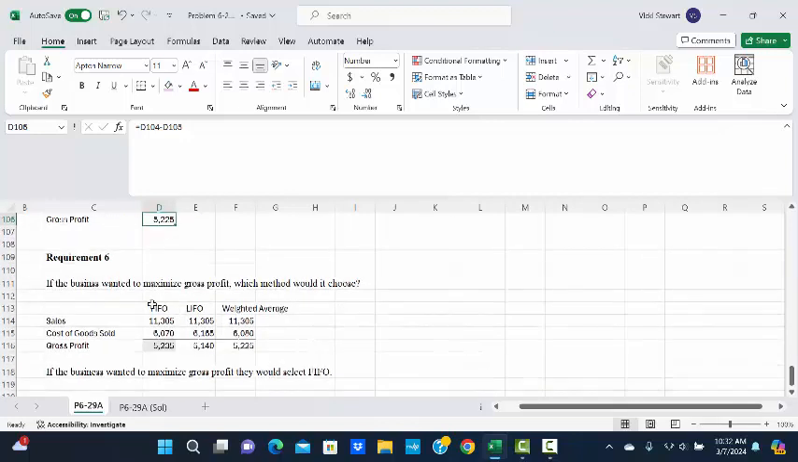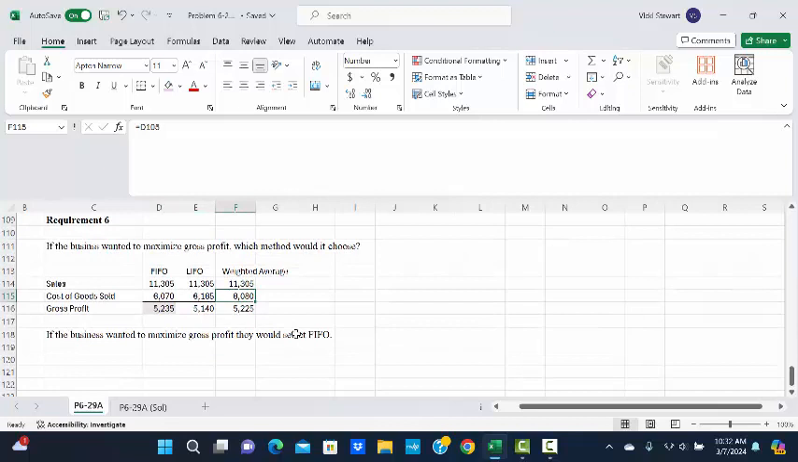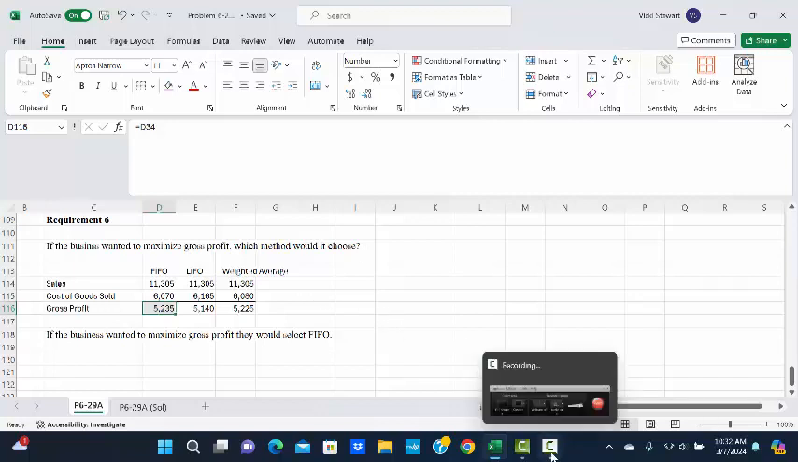So I have copied down for each of the three methods the amount we calculated for gross profit. The revenue was all the same. Cost of goods sold, of course, was different under the three methods. When prices are rising, we know that FIFO will produce the highest gross profit. So if the business wants to maximize gross profit, they would want to select FIFO. And that is the conclusion of the demonstration for problem 629A.